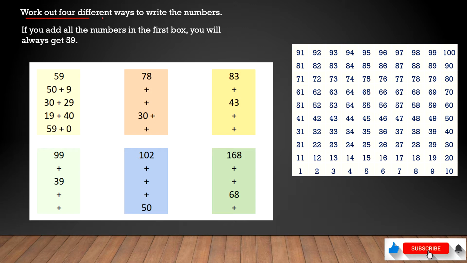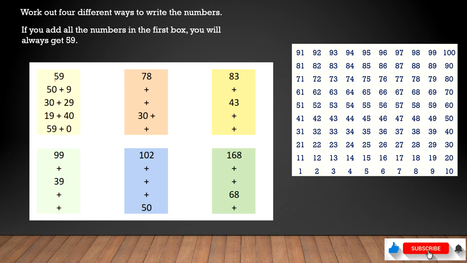We'll explain what is written over here. Work out 4 different ways to write the numbers. If you add all the numbers in the first box, you will always get 59. So this is your first box, and if you add all these numbers, we get 59. 50 plus 9 will give us 59. 30 plus 29 will also give us 59. 19 plus 40 will also give us 59. 59 plus 0 is 59.